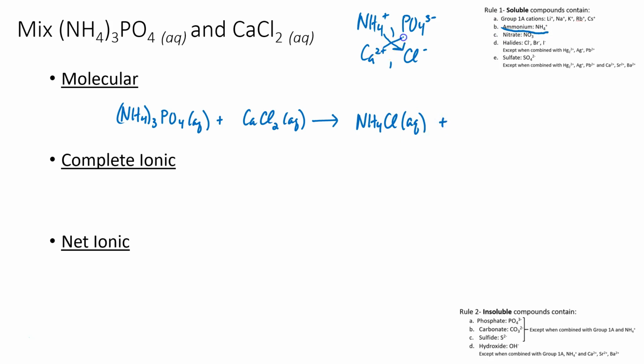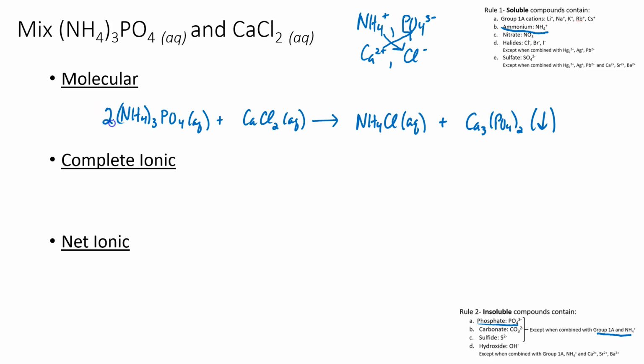And then the other product is going to be calcium phosphate. So I want to be very careful when I write the formula of this compound, remembering that calcium is a +2, phosphate is a -3. So the formula of that compound would be Ca3(PO4)2. And looking at our solubility rules, all phosphates are insoluble, and we don't have an exception. That's our precipitate.